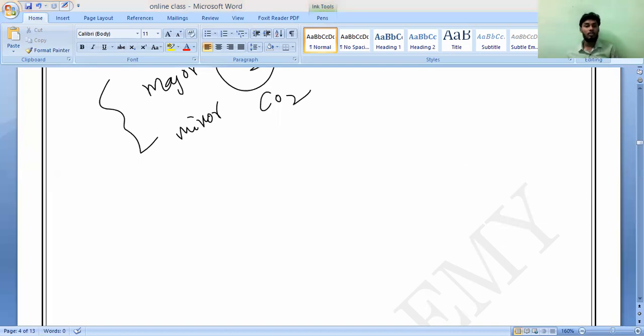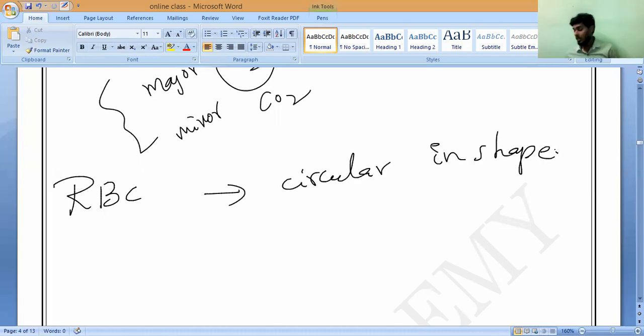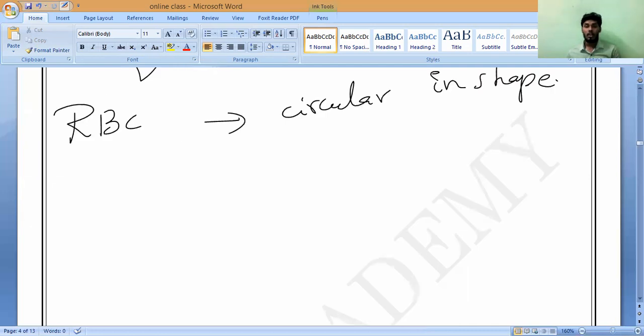If it comes to the RBC, the red blood cells are circular in shape. What is the shape of them? RBC is circular in shape. Please note it down. These are all the points. If you have to explain about RBC, in the exam they will ask you to define blood and explain briefly regarding the components of blood. So you have to note it down.